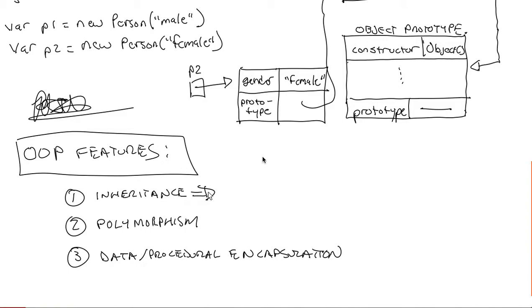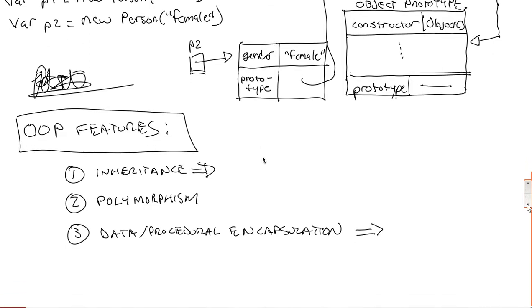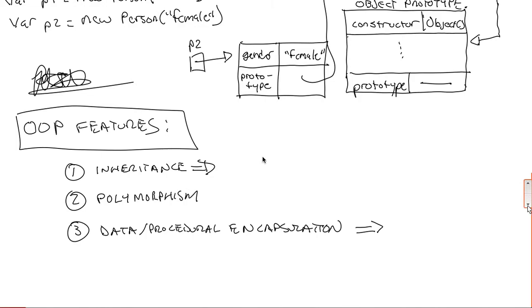So given that we have this idea of data and procedural encapsulation, it'd be interesting to see how JavaScript handles that. So I'm going to show you. So what we're going to do is we're going to take the person method.